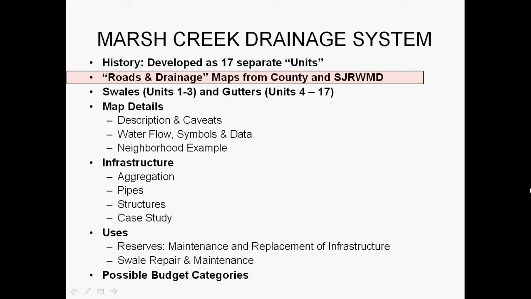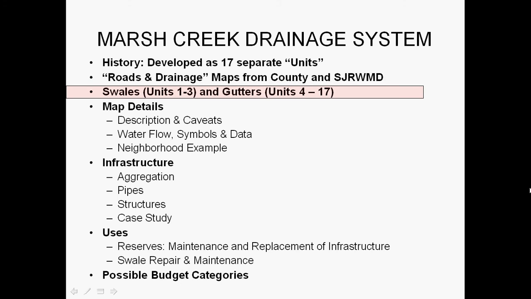Both the county and the St. Johns River Water Management District reviewed the plans and approved them. So both places are sources for maps and information.